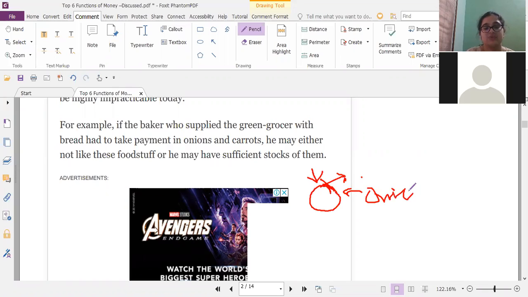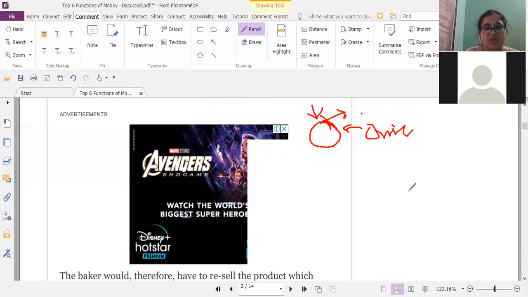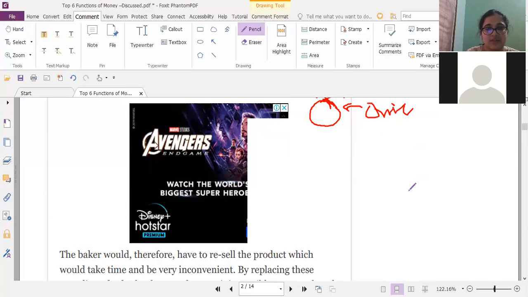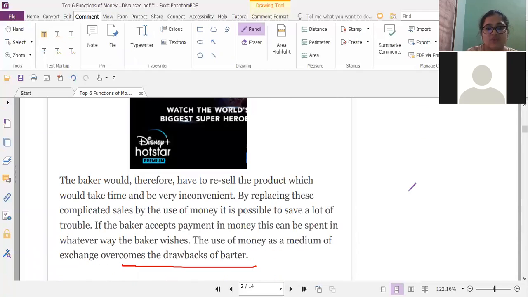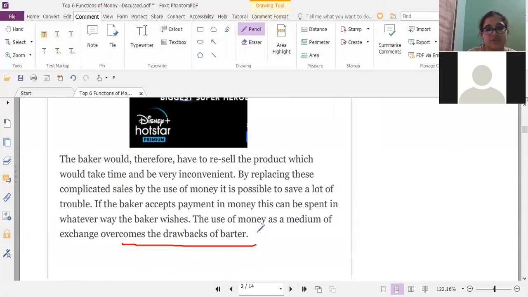How difficult it would be. What would he do with so many onions and carrots? He'll again have to sell those, and it would be a big trouble for the baker, for the seller, right? So, in order to overcome all those problems, all those difficulties, it is always better that we go for money as a medium of exchange, right? And the money which is earned by selling the bread can be used anywhere he or she likes, right?